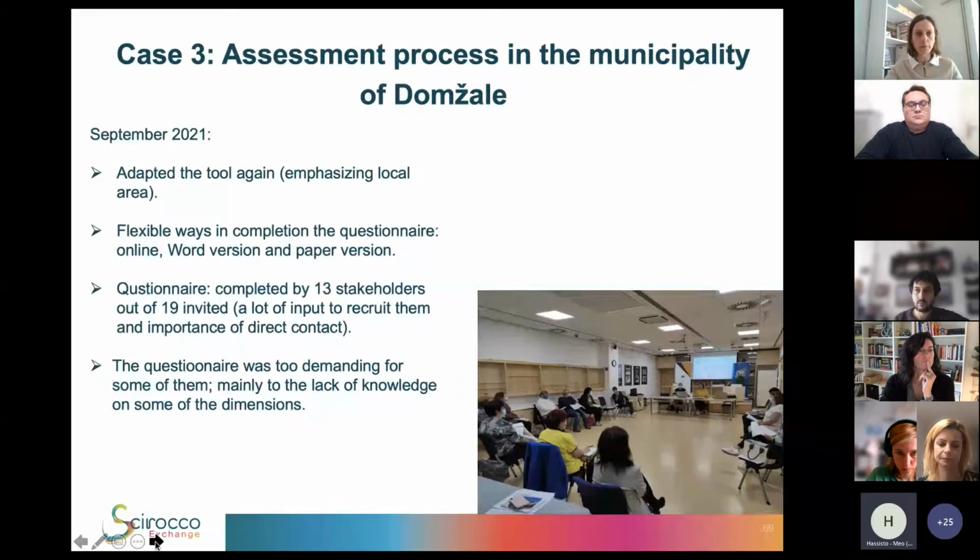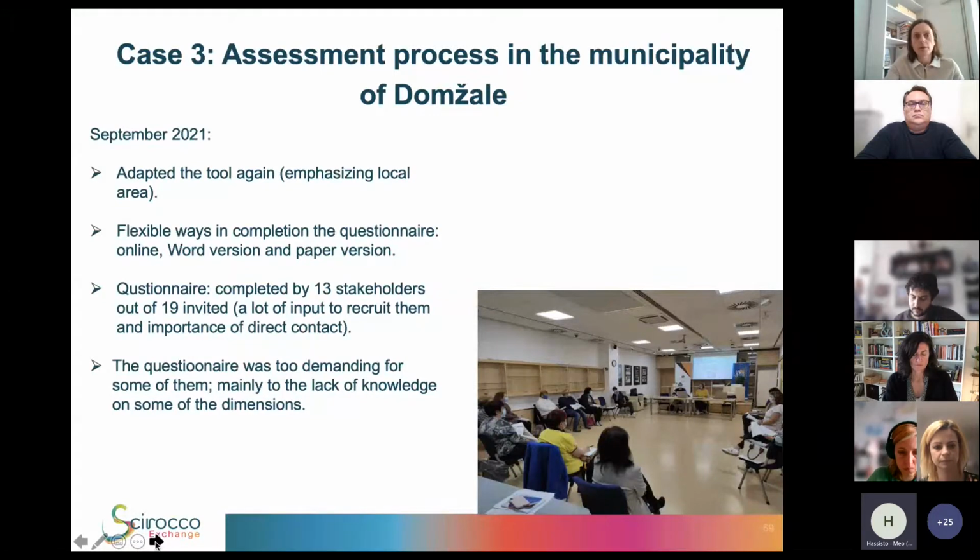This is the ongoing project in Domžale. We started the assessment process in this September, and again, we adapted the questionnaire and put more emphasis on the fact that they are assessing the maturity of the local environment. And in this September, 19 stakeholders were invited to fill out the instrument. 13 of them also did it.